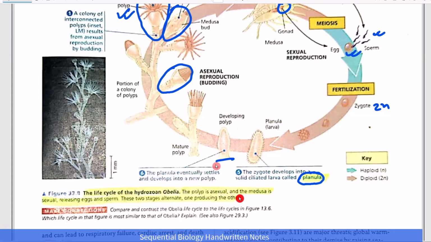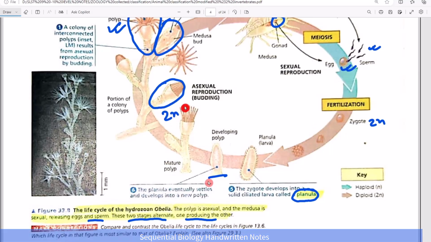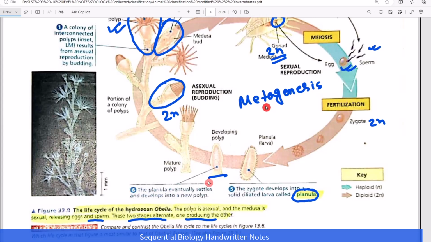The polyp is asexual and the medusa is sexual, releasing eggs and sperm, and these two stages alternate, one producing the other. And remember, all the forms are diploid. So the polyp form is also diploid and the medusa form is also diploid, and for this reason their life cycle pattern is called metagenesis, not true alternation of generation. If it were true alternation of generation, then haploid and diploid structures would alternate, but only sperm and egg are haploid, so they do not show true alternation of generation.